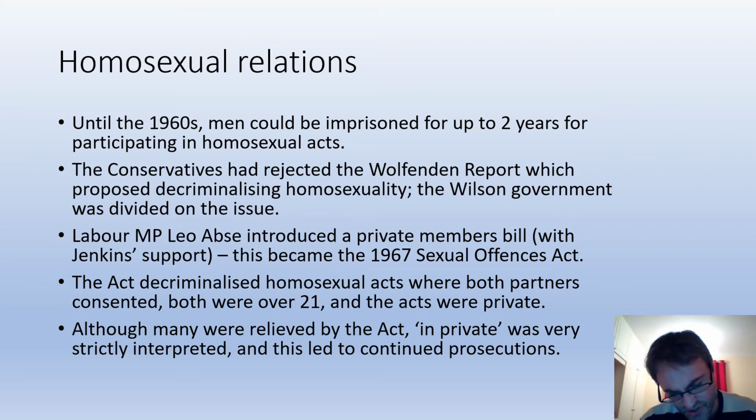Now, there are some quite clear conditions. Both partners clearly have to consent. Both have to be over 21. There was no equality at this point in terms of the age of consent for homosexual and heterosexual relationships. And also the acts had to be private. Now, judges quite often interpreted this in private very strictly. So it might have been a pretty big building, even a set of apartments or flats. If anybody else had been around, as far as the judges were concerned, that wasn't necessarily in private. So this still meant it was slow progress. There were still prosecutions in cases where the judges were taking an overly hard line.